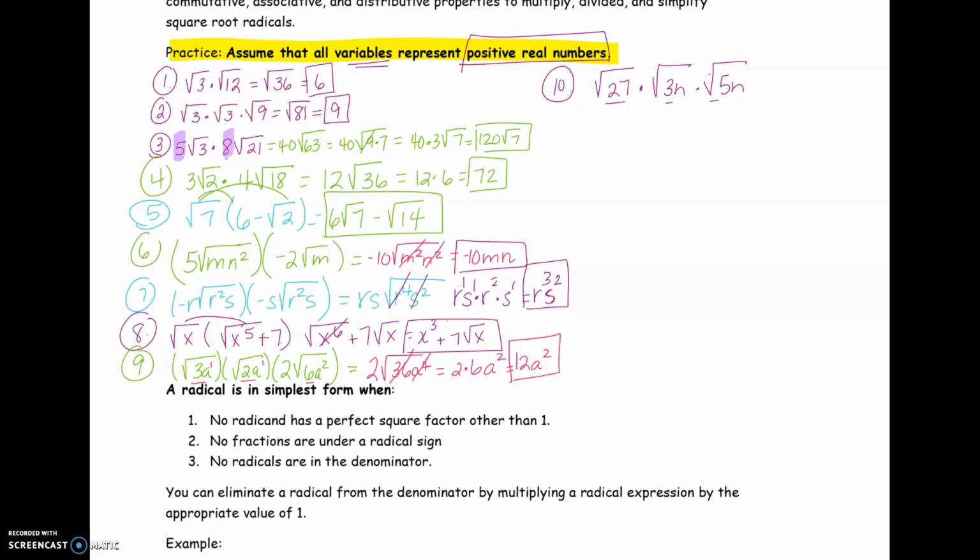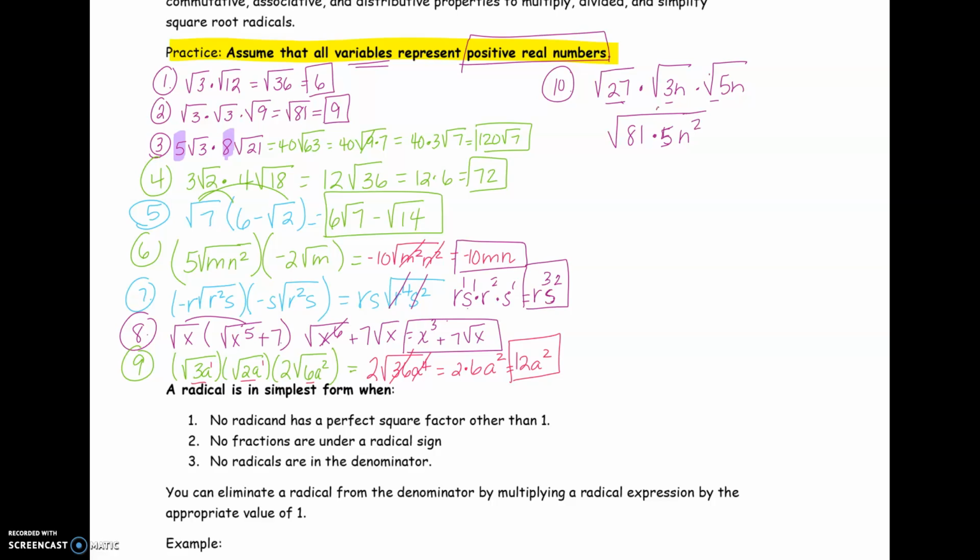Or, to help me out, what if I just did 27 times 3 and left it as 81? Why would I do that? Because 81 is a perfect square. And then we'll just leave the 5 there. Then we have n times n is n squared. So 81 times 5 times n squared.